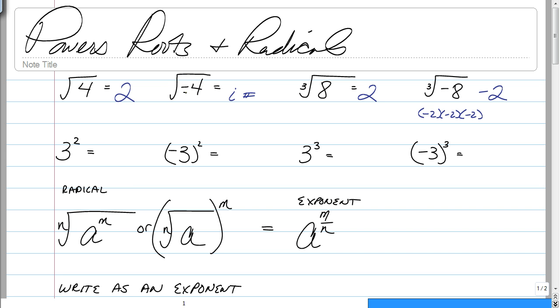3 squared is 9. Negative 3 squared is 9. 3 cubed is 27. And a negative 3 cubed is a negative 27. Again, it's with that even power. So a negative 3 times a negative 3 brings you to a positive 9, but a positive 9 times a negative 3 brings you to a negative 27. Okay, so just make sure you know the difference.